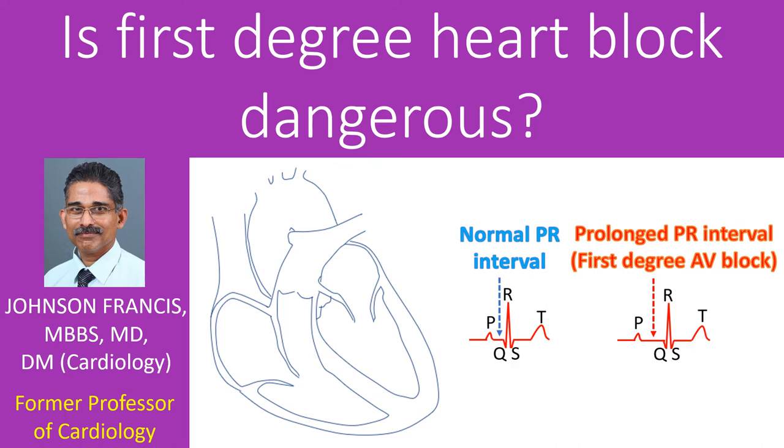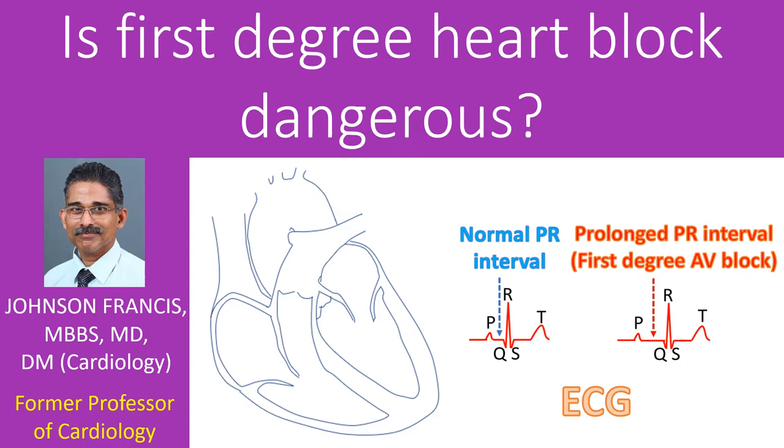First degree heart block is an abnormality in the electrical conduction of the heart noted on the ECG, the recording of the electrical activity of the heart. It is not a block in the blood vessels of the heart which we are more familiar with. The waves on an ECG are P, QRS complex and T wave.